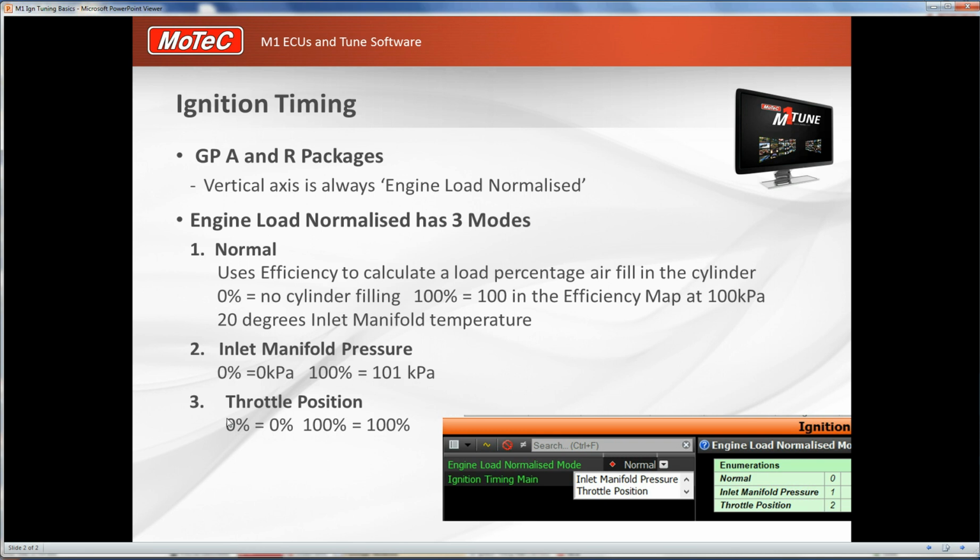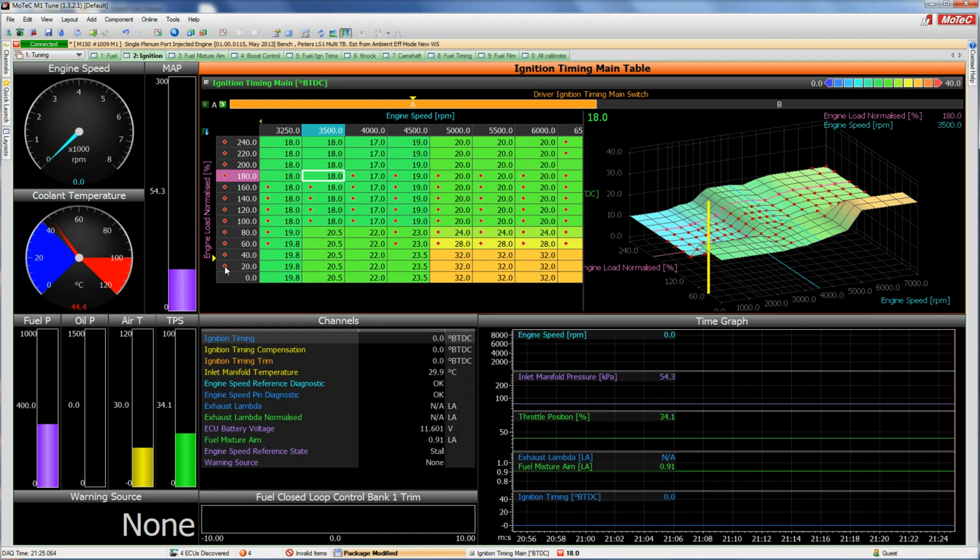So just flicking back again, mode 1 is engine load normalized using the efficiency map number, inlet manifold pressure and manifold air temperature. Effectively, this goes up and down according to a channel that represents cylinder pressure. Go to mode 2, it effectively becomes kPa, and mode 3, it effectively becomes throttle position.